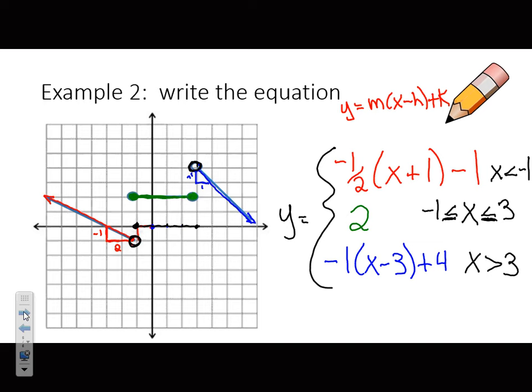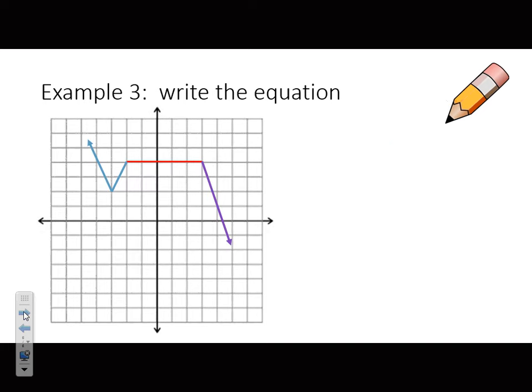Alright, moving on to our last example, ladies and gentlemen. Here we go. Write the equation. So if we look here, we have 3 different equations again. So I'm going to say f of x, which is the same as y, so we can put it either way, is equal to our 3 equations.